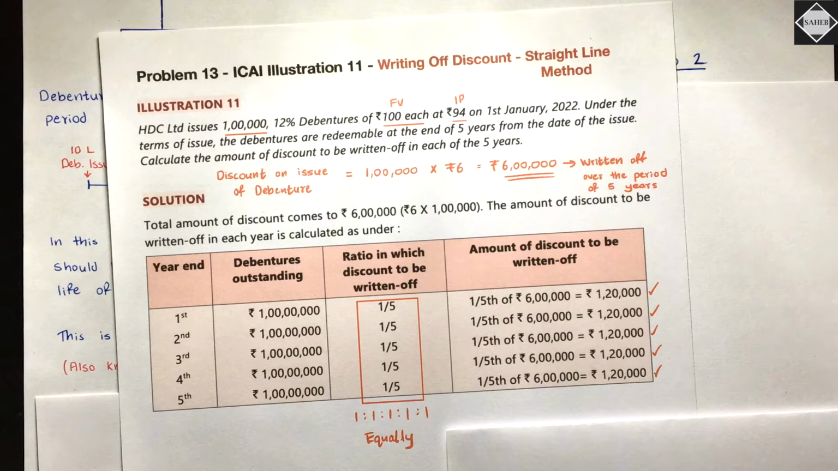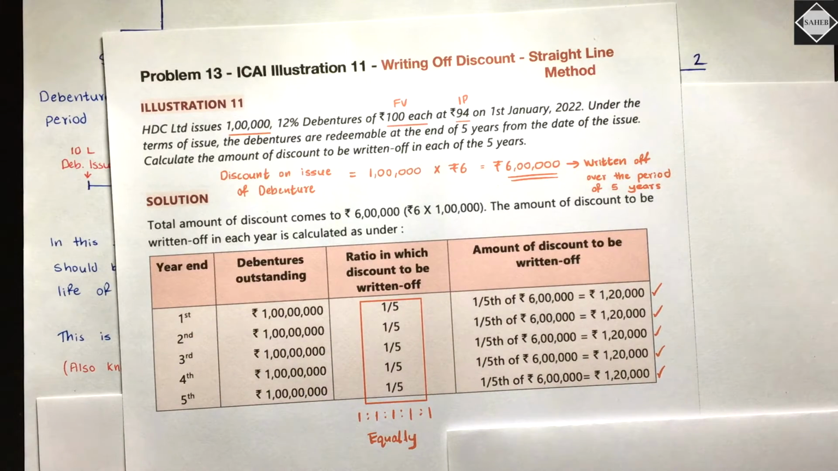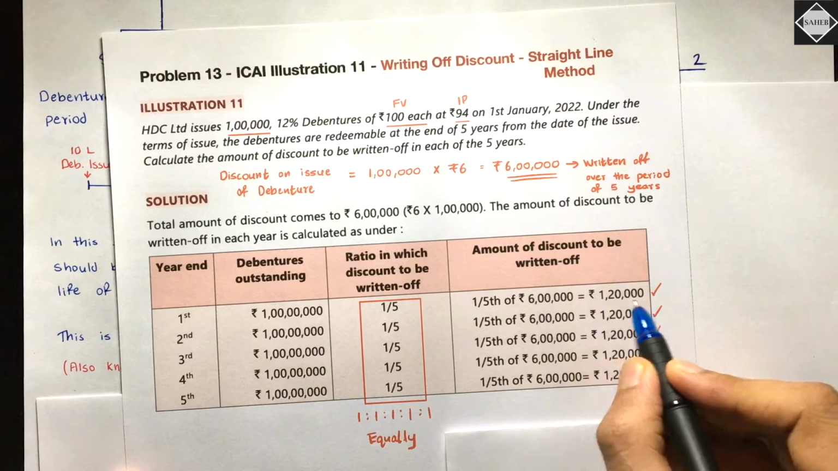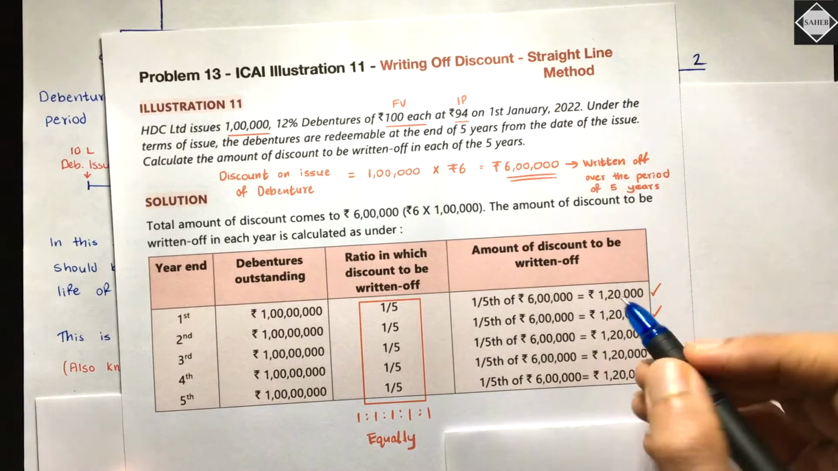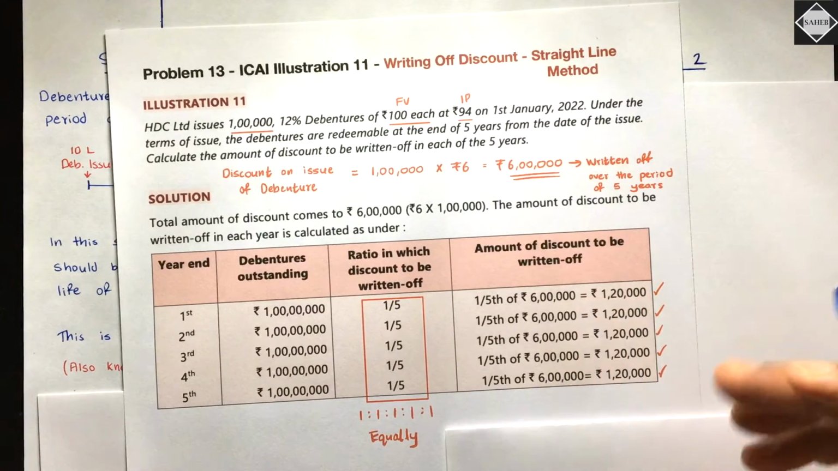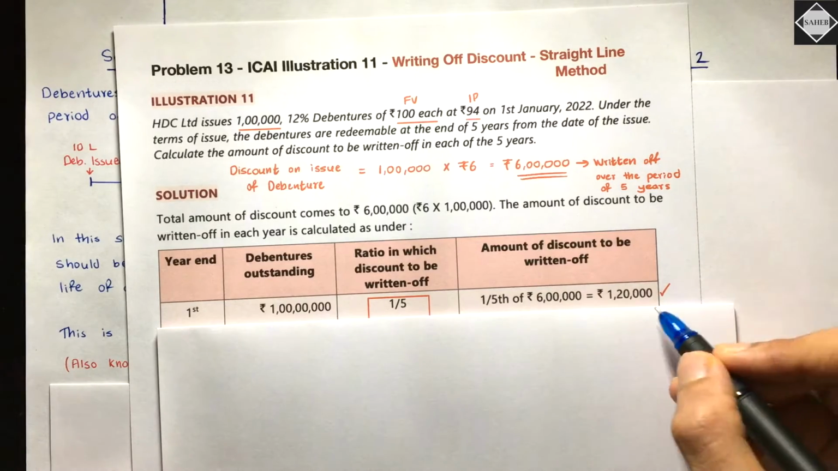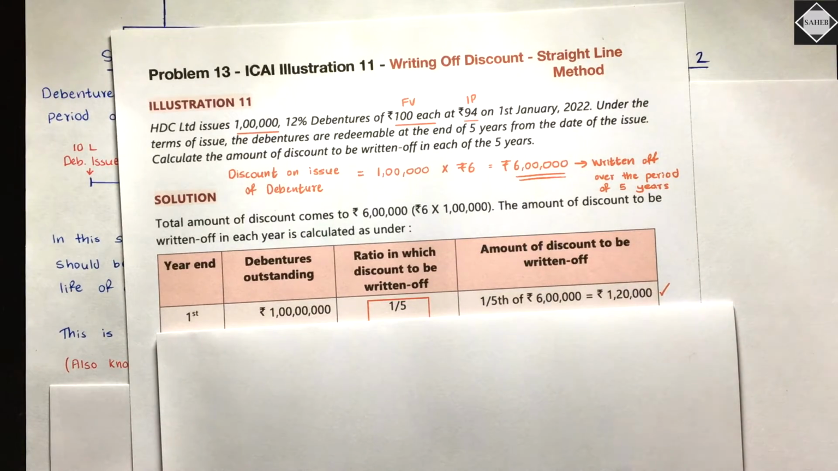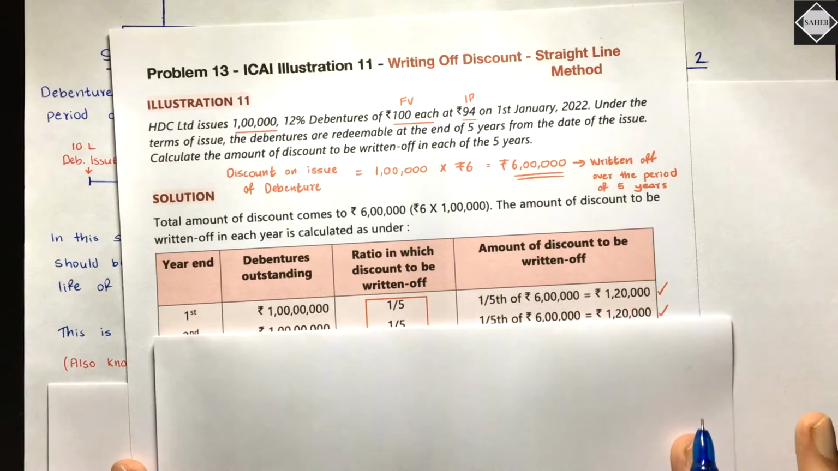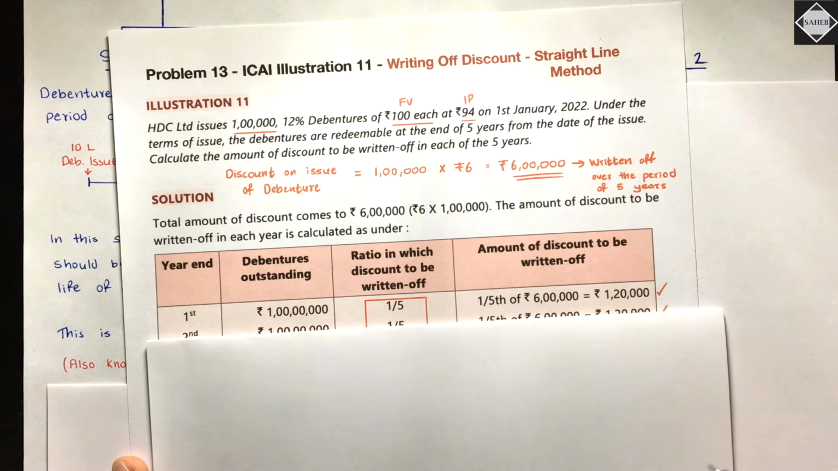Is it clear? So understand, at the end of 2022, what happened? At the end of 2022, see here, 1,20,000 was taken to profit and loss. It was treated as an expense. It was written off. Just in 2022 I'm talking about. Now in the next 12 months, I'm going to write off 1,20,000 in 2023, you know this, right?